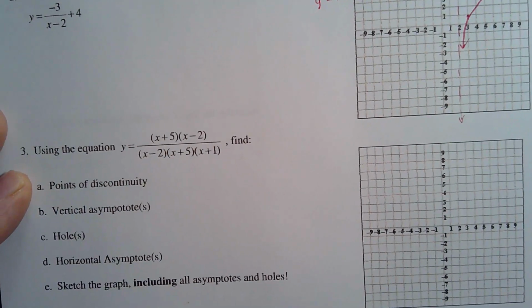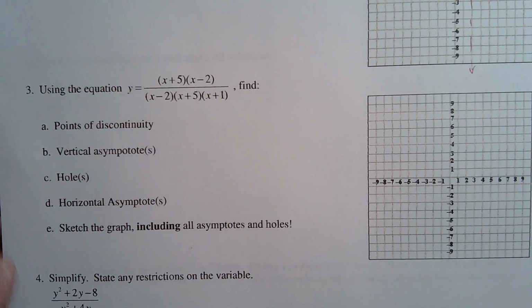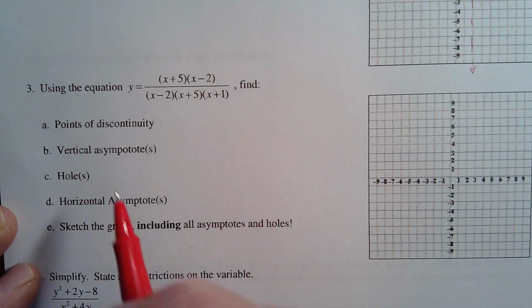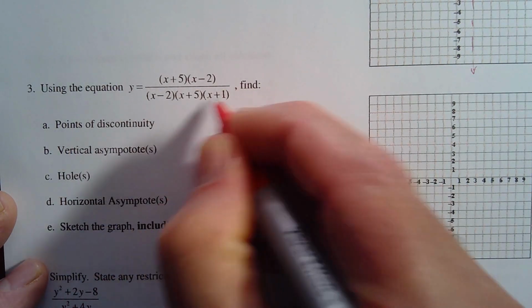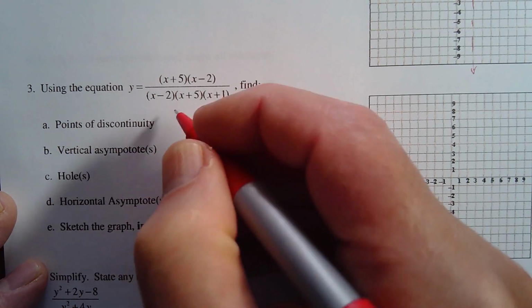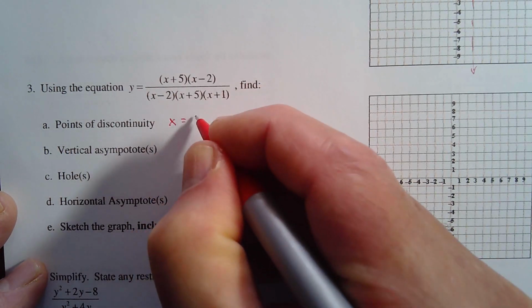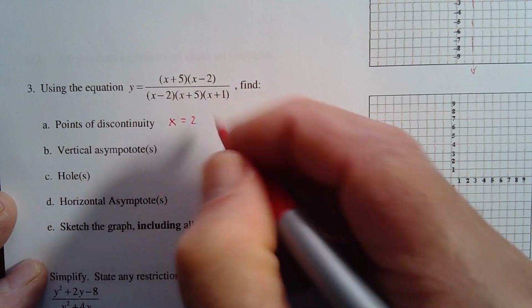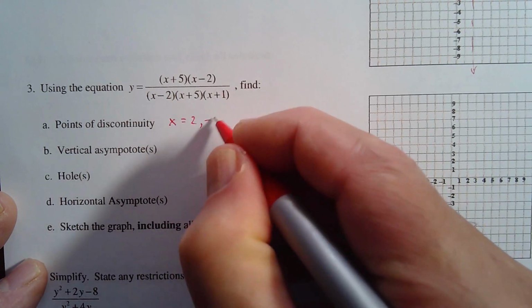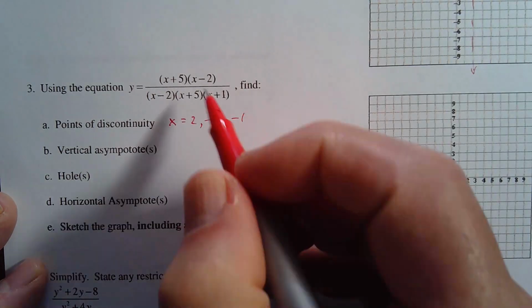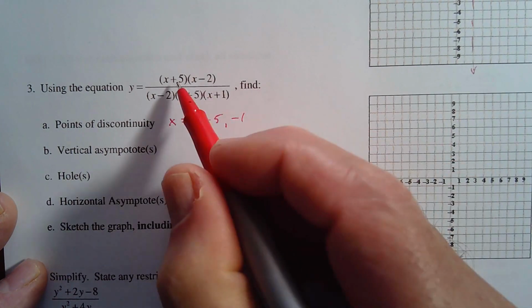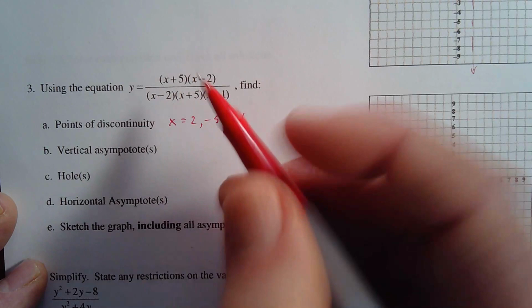Alright, next one here. We've got it all factored, that's nice. And it says find points of discontinuity. So those are all the zeros of the denominator. So I get x equals 2. That'll zero out this first one. A negative 5 will zero out this middle one. And a negative 1 will zero out the last one here. Don't care about the zeros up top, although they do match.